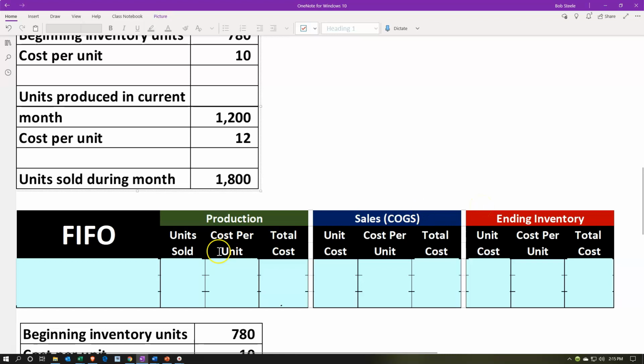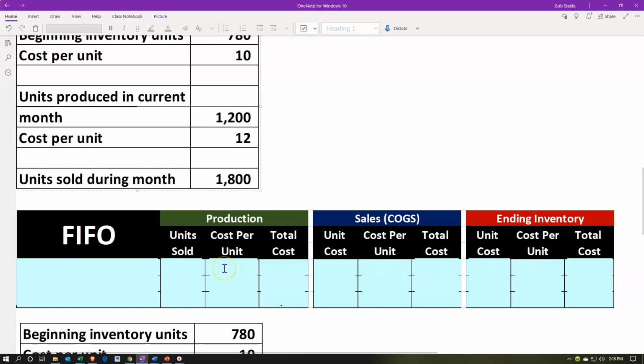So this worksheet would look like this. We're going to have the description over here. We're going to have 3 sections. It looks pretty intimidating to set up, but just remember that the 3 components in each of the 3 sections will be the same, meaning we'll have the units, we'll have the unit cost, and then the total. Unit cost, total. Unit cost, total.